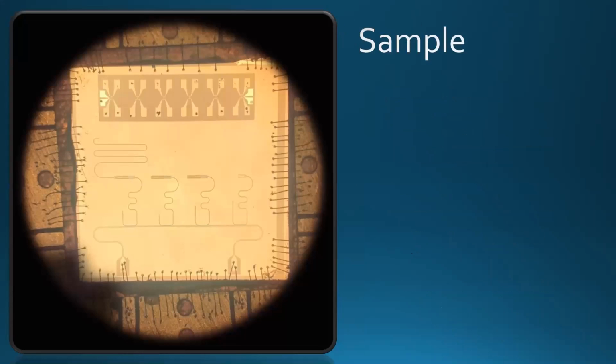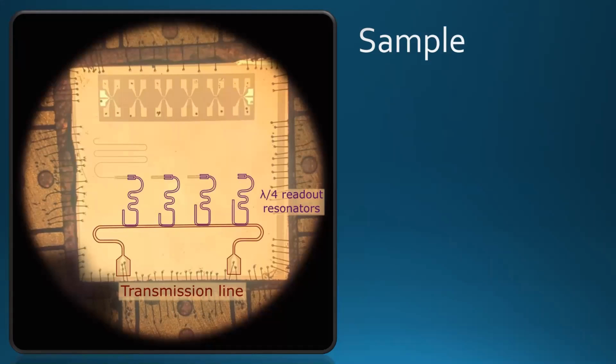Yeah, so here is the photo of my sample. The transmission line is on the bottom, then 4 readout resonators. These 4 readout resonators are connected to separate qubits, and there is one bare resonator without a qubit, to see its parameters, for example the Q factor.